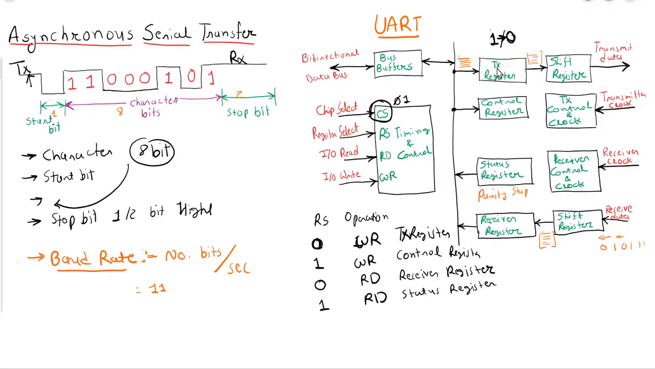Here you can see 8-bit data will be stored into the transmitter register, as well as another 8-bit data, meaning a character, will be stored into the shift register. So that is known as double buffer. Why is it known as double buffer? Because one character is stored into the shift register and another character is stored into the transmission register.